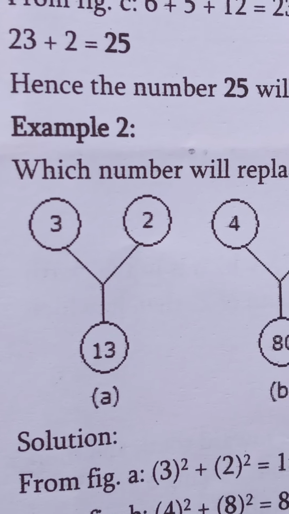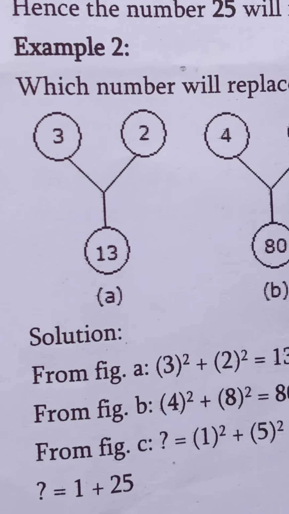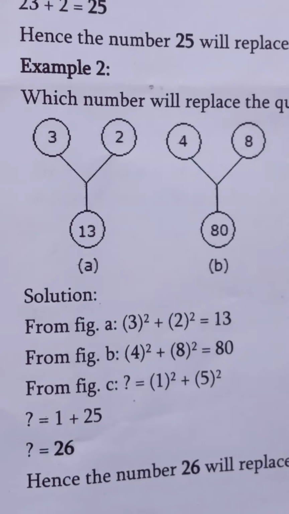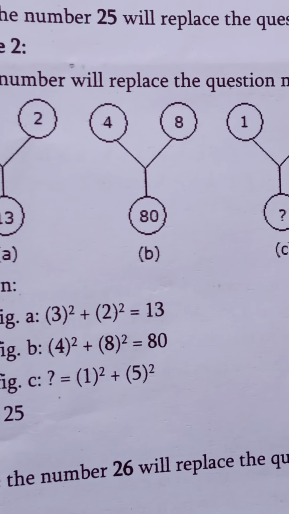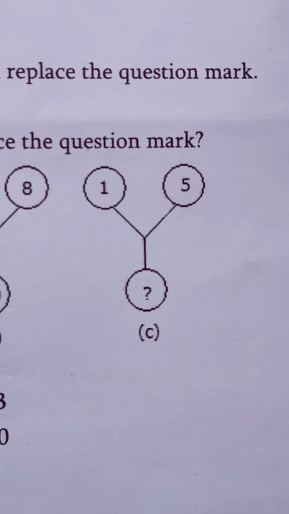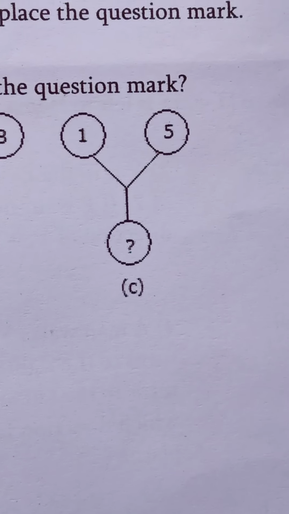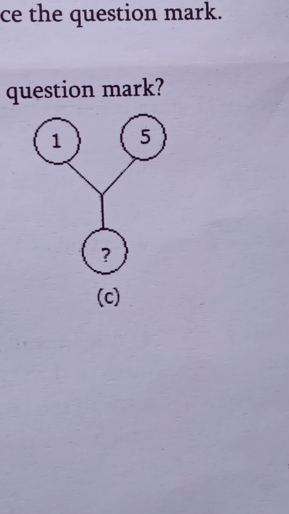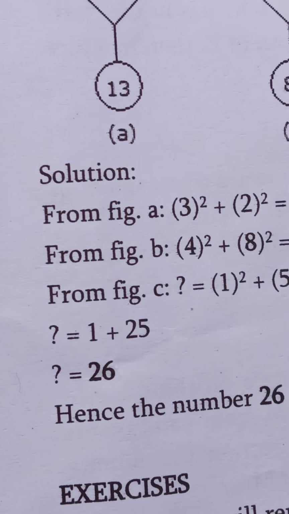Very simple. The simplest way is to take the square of these numbers. 3 square plus 2 square: 3 square is 9, 2 square is 4, 9 plus 4 is 13. Next, 4 square plus 8 square: 16 plus 64, the sum is 80. So we have got the idea. So 1 and 5 will be 1 square plus 5 square. 1 square is 1, 5 square is 25. So 1 plus 25 is 26. The question mark can be replaced with 26.